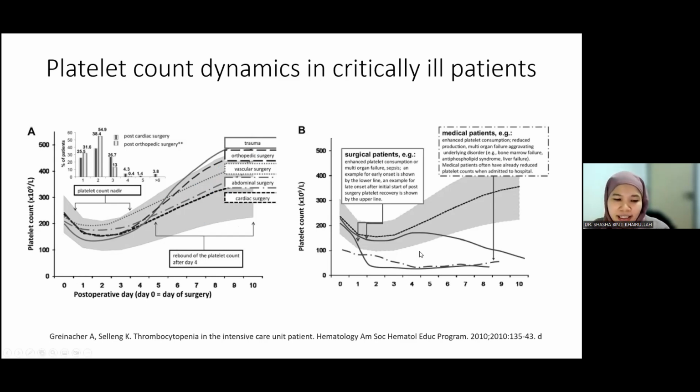For medical patients, platelet counts, if they were to drop, will drop in 90% of patients within the first 5 days and will start coming up and normalizing from day 5 onwards.